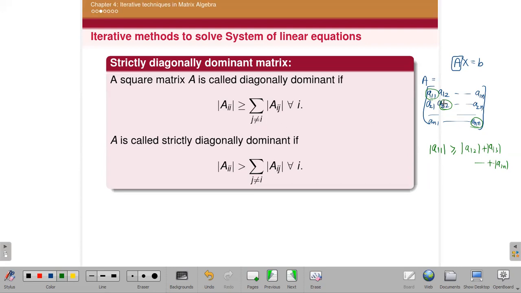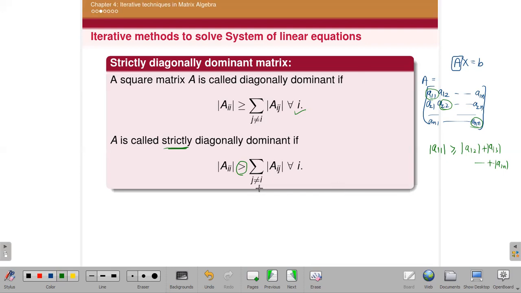If it is true for all the diagonal elements, suppose I'm taking a22, it should also be greater than or equal to the sum of the other absolute entries. So if it is true for all i, then you will say the matrix is diagonally dominant. Diagonal ने इसको dominant कर लिया. So it is called a diagonally dominant matrix. A is strictly diagonally dominant if you take strict inequality here. It means that there will not be equality, there will be strictly greater than. So you should remember what a strictly diagonally dominant matrix is.